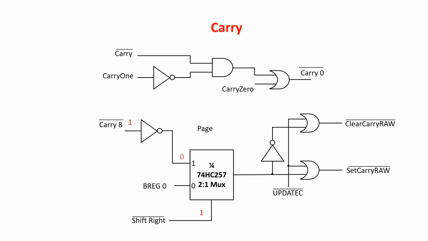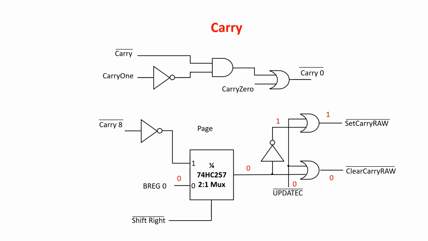I rechecked all the new logic, and I found this problem. When carry 8 bar is set, it has the impact of setting carry. When bit 0 of the B register is 0, it also sets carry, and this is just clearly wrong. It looks like the top one is supposed to be set carry raw, and the bottom one is supposed to be clear carry raw. I told you having too many double negatives can bite you.